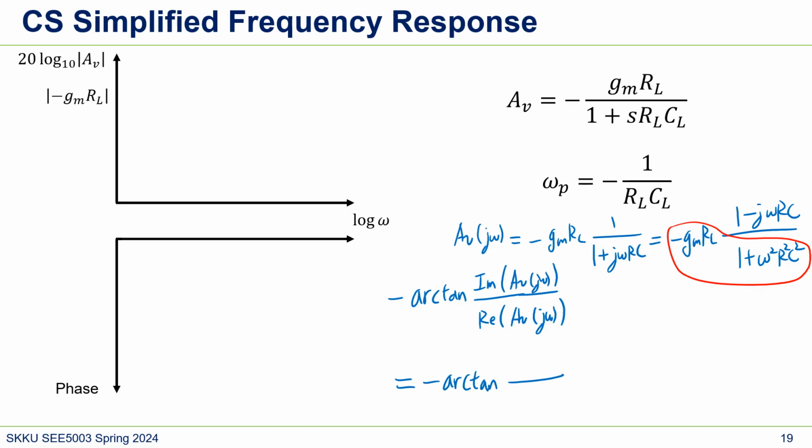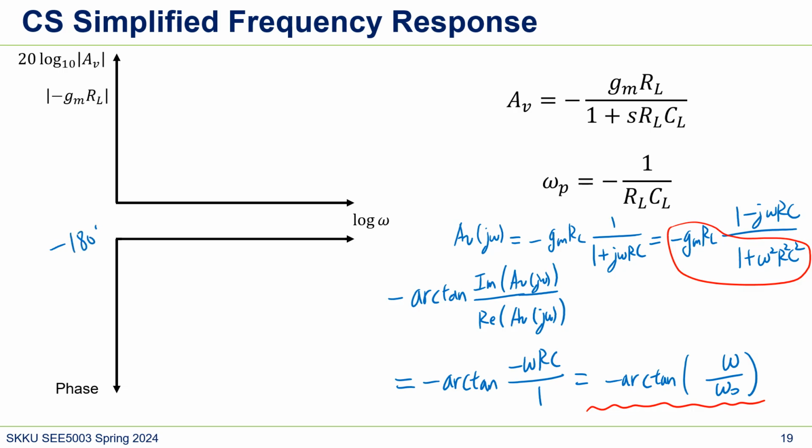What is imaginary? This will be minus ω RC, and then the real will be just 1, right? So it turns out arc tangent of minus ω over ωp. Since our ωp is negative, we will just remove the negative sign, and then this is our equation to draw phase.